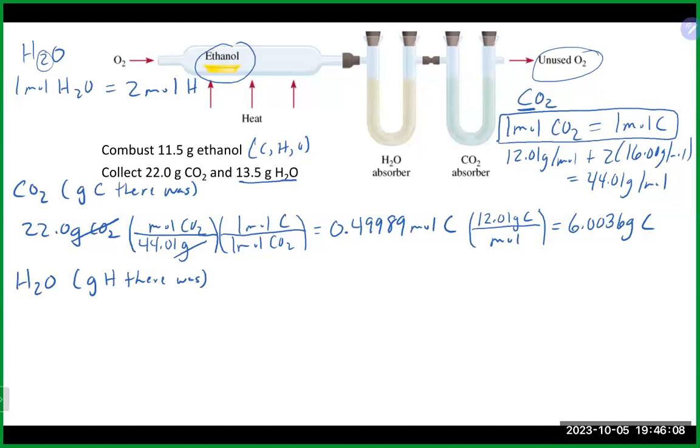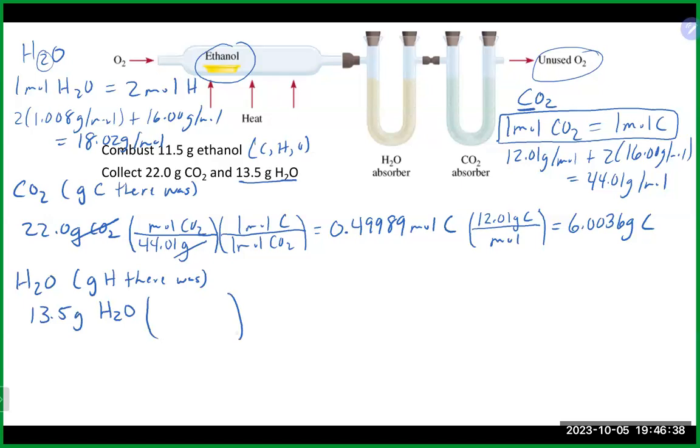And just like with the CO2, we do need the molar mass to convert our water into moles, so we could use that relationship. So there are 2 times 1.008 grams per mole plus 16 grams per mole. Gives us a molar mass per water of 18.02 grams per mole. So starting with our water, they collected 13.5 grams of water. We're going to convert it into moles using the molar mass of water here. That will cancel out the grams.